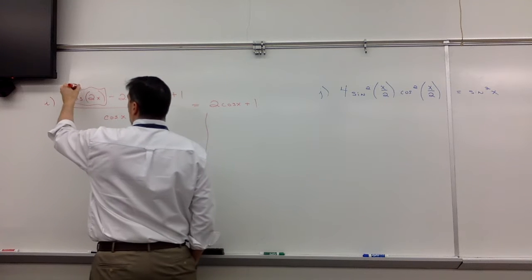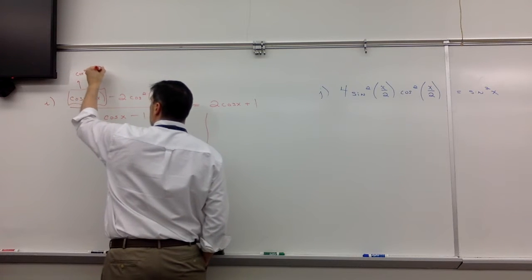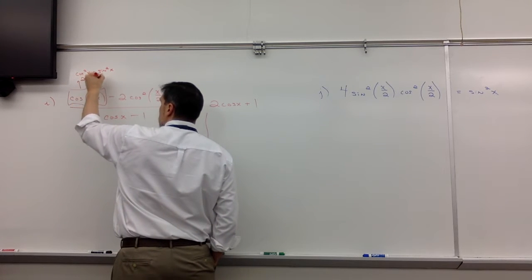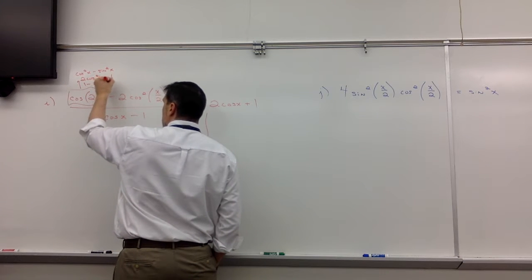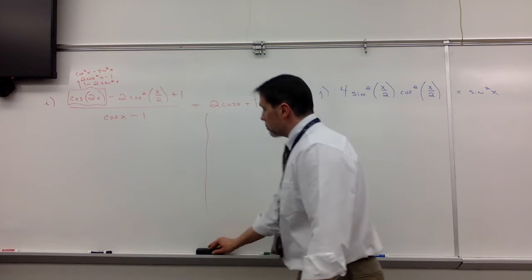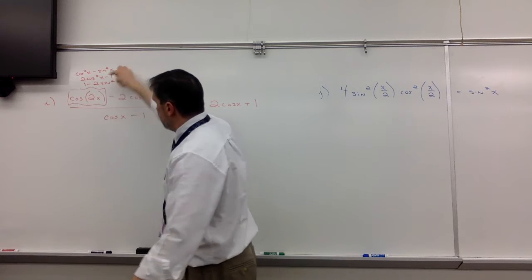Why? Because there are three options. I could go with cosine squared x minus sine squared x. I could go with 2 cosine squared x minus 1, or I could go with 1 minus 2 sine squared x. If I had to pick right now, if you forced me to pick right this minute, I'm probably going to go with the middle one.